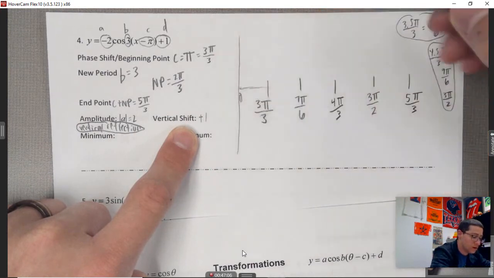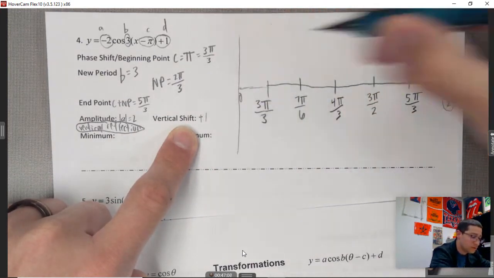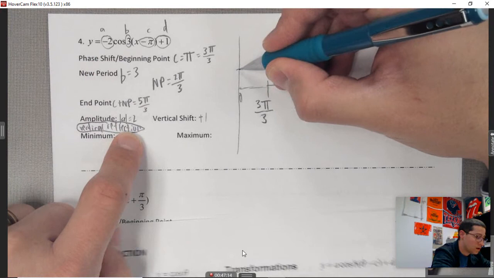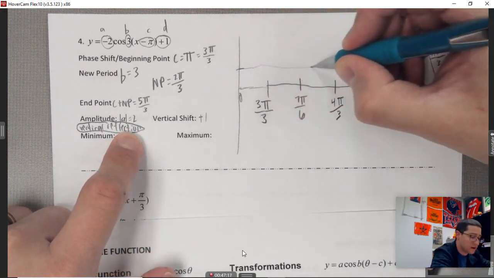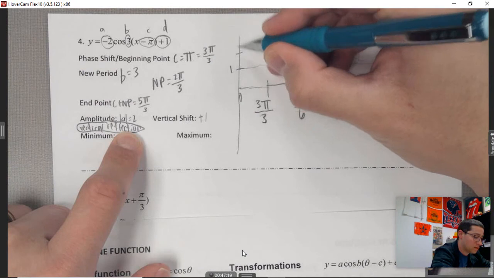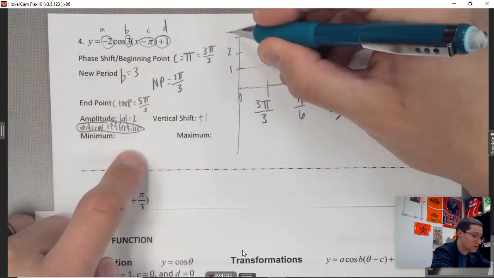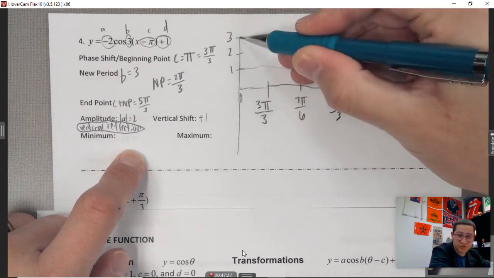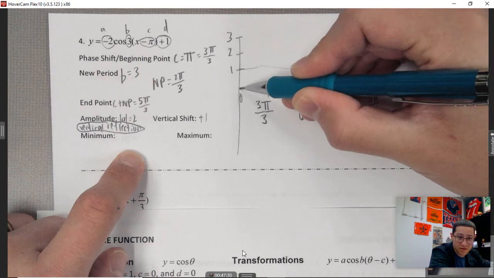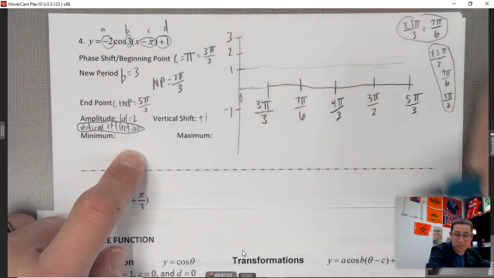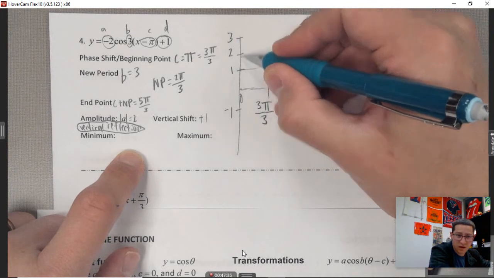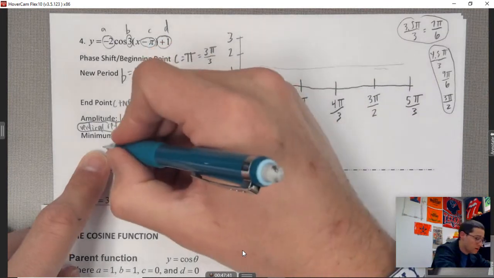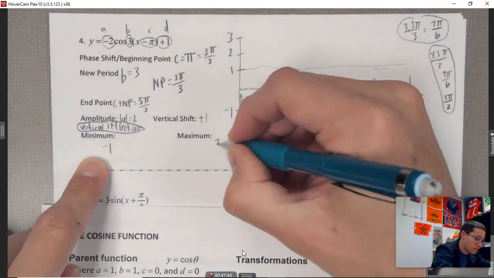Okay, there's our 0. We're going to be up 1. Let's see, and we got an amplitude of 2. So up 1, this is our baseline. We're going to use 2, and we're going to use 3, right? Baseline, amplitude, okay? And then 1, and then here we go. All right, so baseline, up 2 for that amplitude, baseline, down 2 for the amplitude. So finding our minimum now, minimum -1, maximum 3.